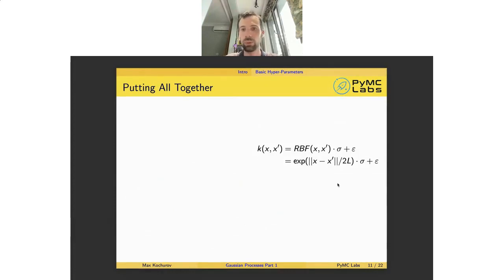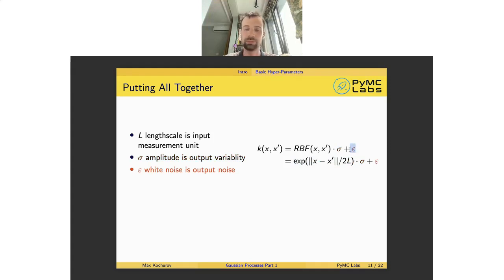Putting it all together, we can look at our RBF kernel under the microscope. We'll have the length scale, and it appears in the denominator below the distance. Our amplitude is the multiplier of the exponent. And epsilon is added to this kernel, so we use the summing rule for kernels. We have a multiplier and a summation.